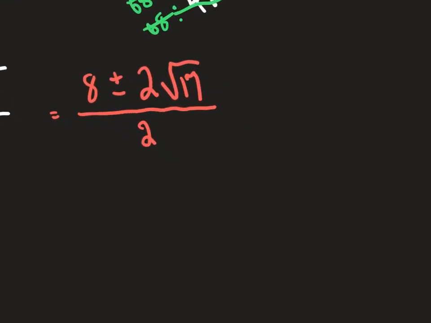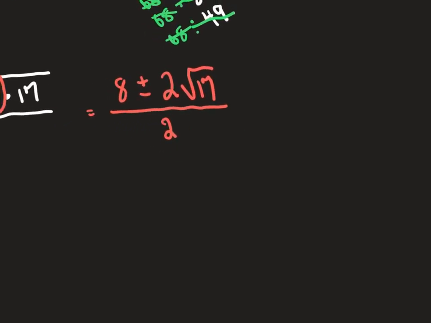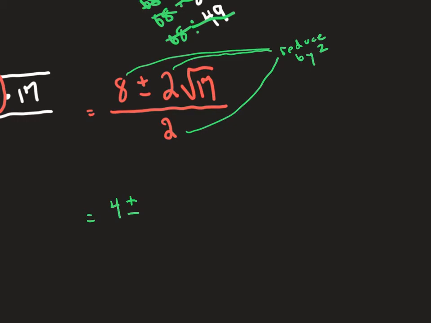And in a lot of cases, you'll be done at this point once you've simplified that radical. But if all of these numbers on the outside of the radical, the 8, the 2, and then the 2 on the bottom, can be reduced, you'll want to reduce if possible. And here we can reduce all of these by 2. So if you reduce 8 by 2, you get 4 plus or minus. If you reduce 2 by 2, you get 1. So we've got 1 in front of the square root of 17, so we don't need to write the 1. And then all over, if you reduce the 2 by 2, you get 1. So 1 on the bottom of a fraction, we don't write.